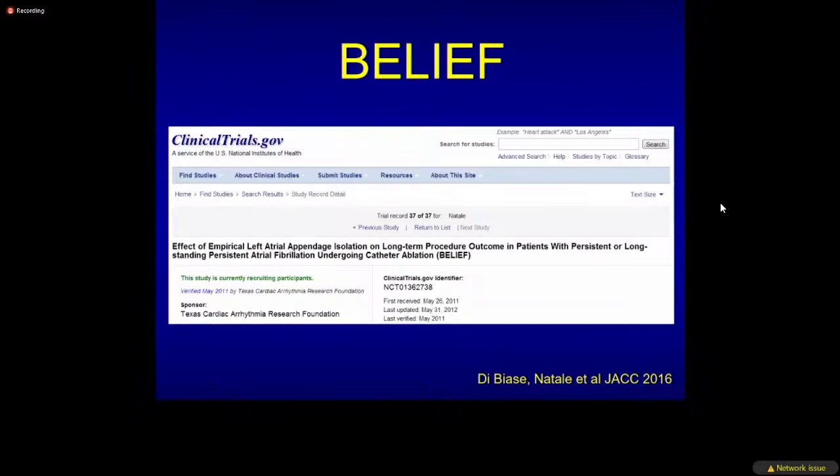I want to mention the BELIEF study, a randomized study in long-standing persistent AF, where we used empirical appendage isolation in addition to ablation of the other triggers. So I don't want you to think that the appendage is the magic spot. It is not. It is one of them, and you have to address all of them. If you just do that and ignore other non-PV triggers, you're not going to be successful. And in long-standing persistent AF, there is always more than one.